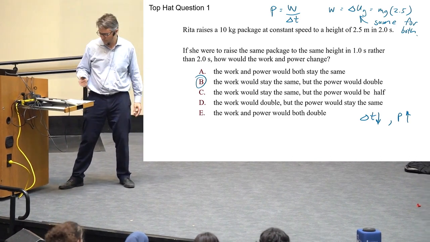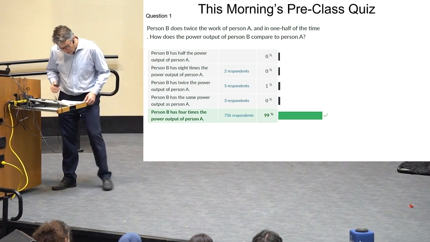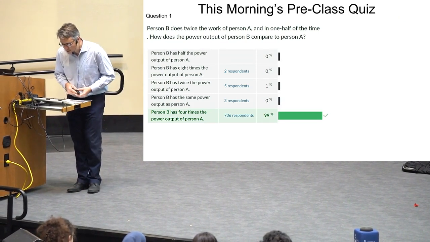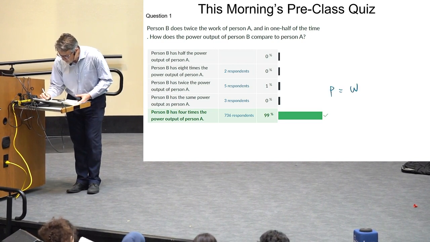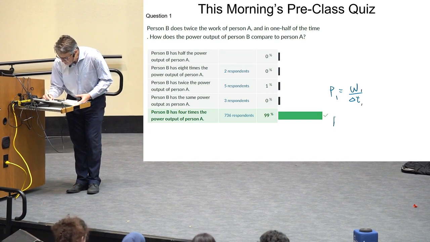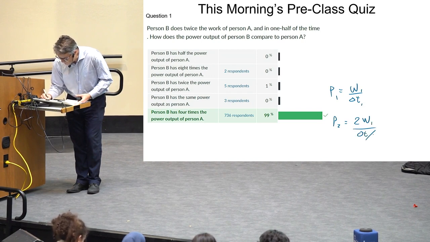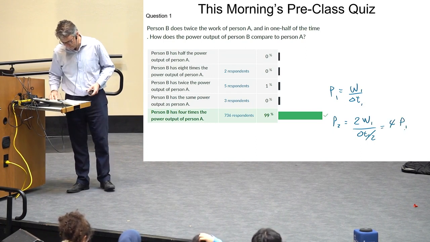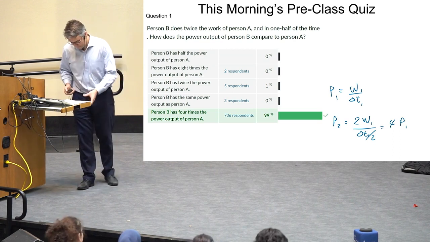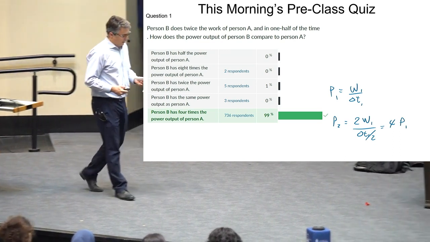Good on that. There was a pre-class quiz question on this morning. Person B does twice the work of person A in half the time. So that's again the same thing, work divided by delta t. So that's P1. P2 is going to be 2 times the work divided by delta t over 2. It's going to be 4 times P1, 4 times the power output. Okay.